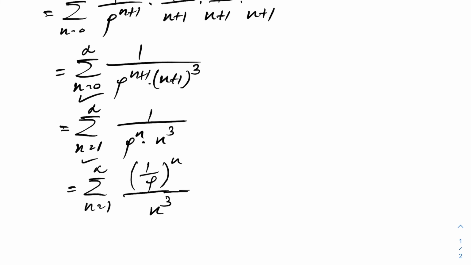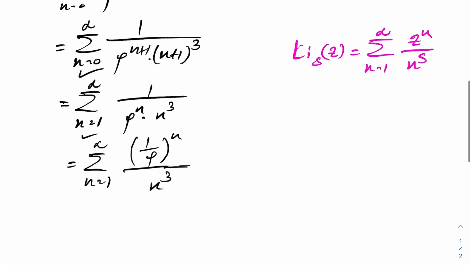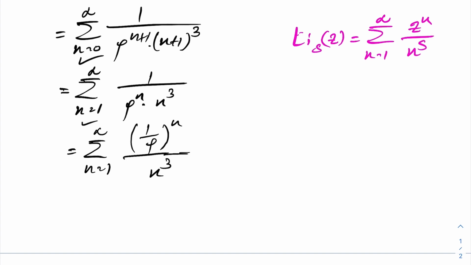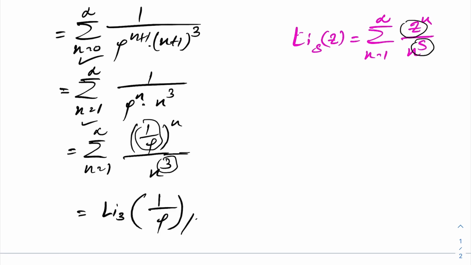Now let's recall the polylogarithm. We know the polylogarithm of z is equal to the sum from 1 to infinity of z to the n over n raised to the s. So here s is 3, and z is 1 over phi, so this is equal to the trilogarithm of 1 over the golden ratio. This is the answer for this nice integral.